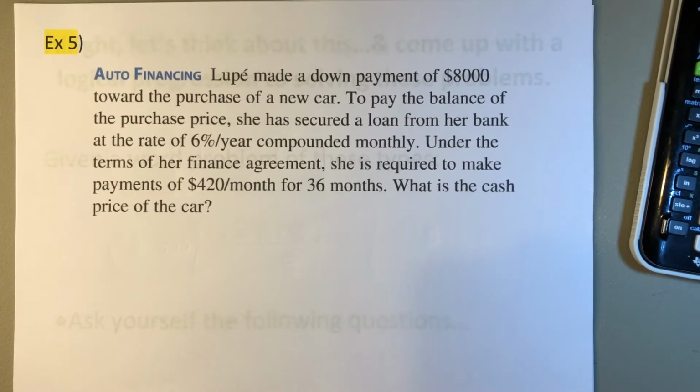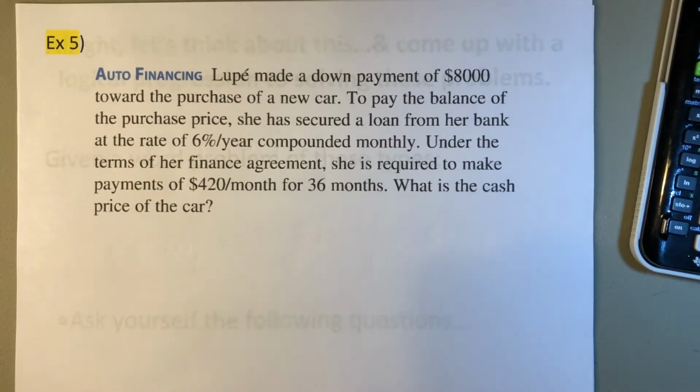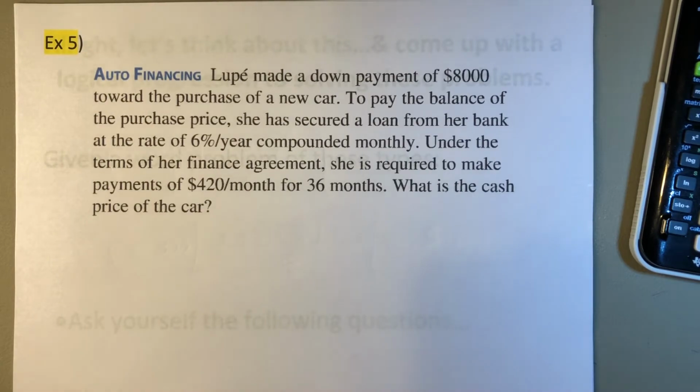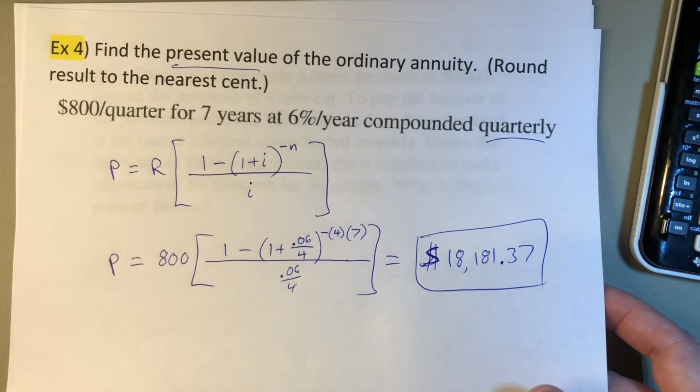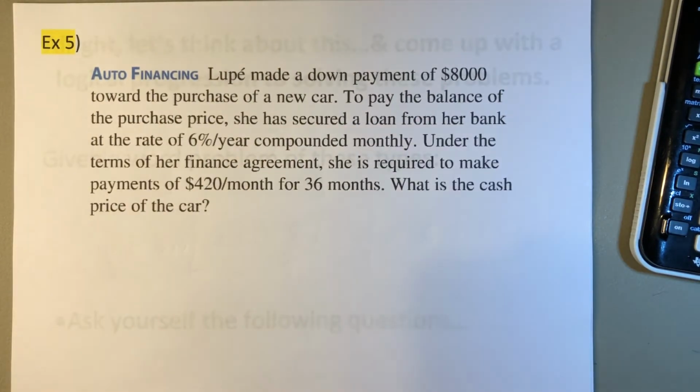Okay, the last example we're going to look at here in section 4.2 is another one on financing. So this is kind of what I was alluding to in the last problem. If we were to put context around the information we looked at in the last problem, then it's going to be very similar to this one. So let's take a look.